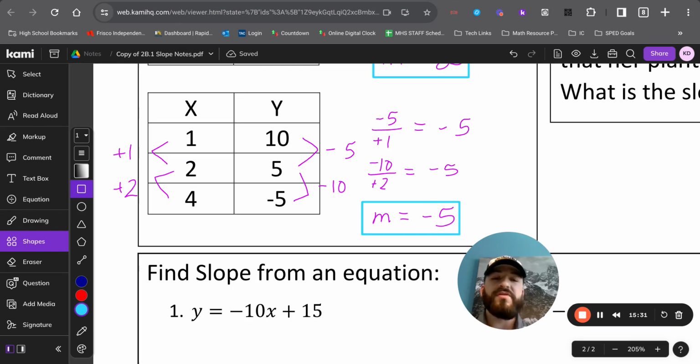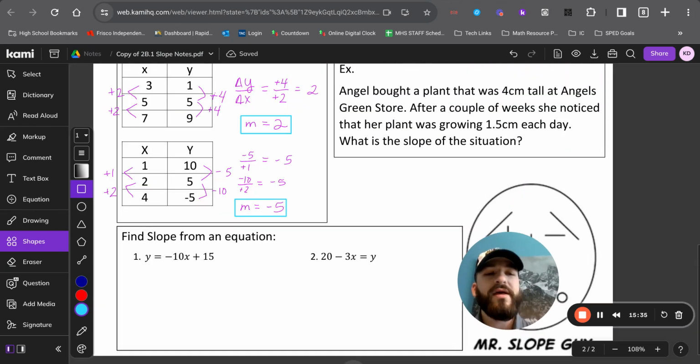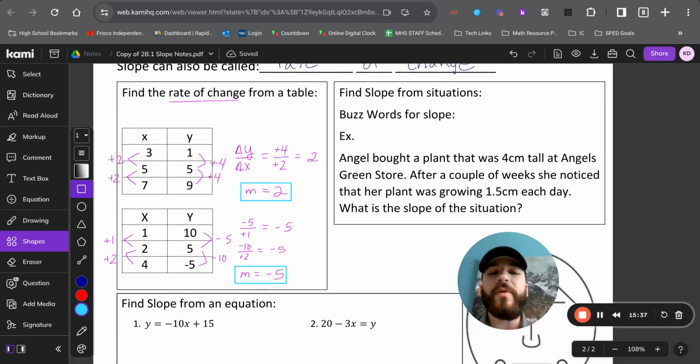Okay, so that is slope from a table. Let's transition a little differently. In this one, we're going to have to do less math, but a little bit more thinking. We're going to do slope from situations, or a word problem, or a verbal description. So somewhere where maybe they've given you an example, and we're just trying to pull slope out as opposed to necessarily solving for slope.